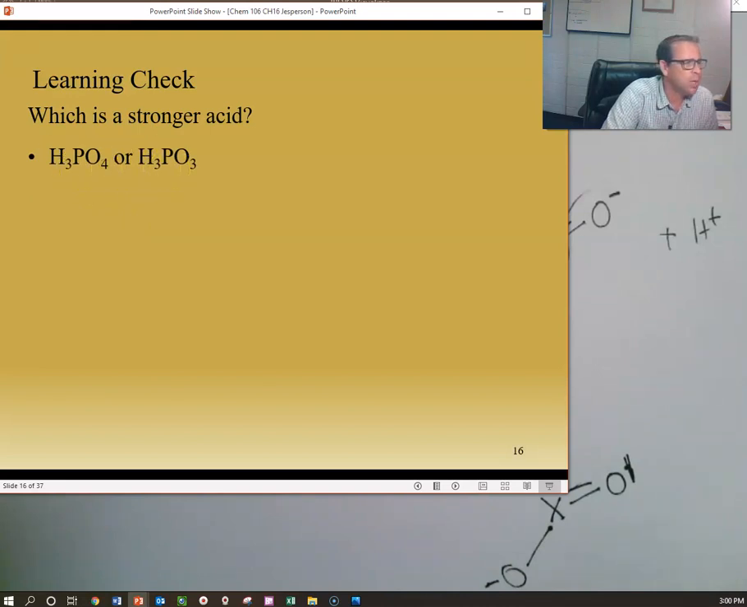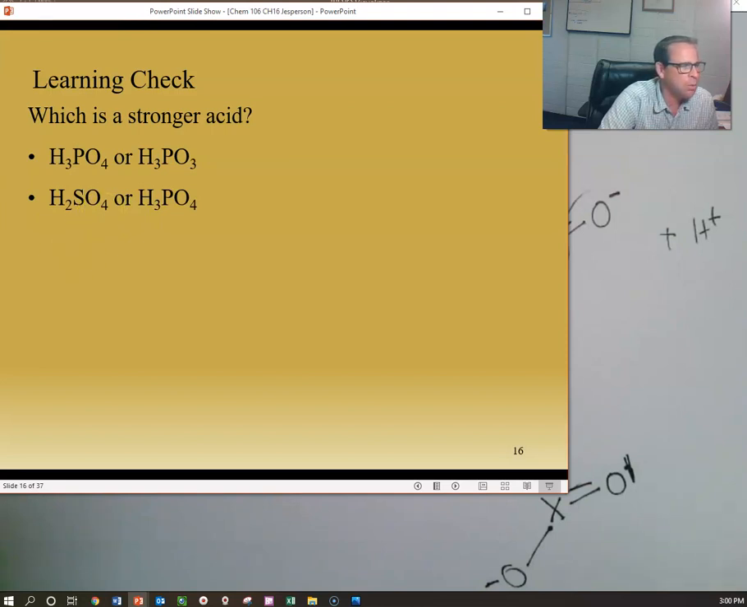All right, so here's our two acids, H3PO4 and H3PO3. Brielle, can you help us? Which one of these is going to be a stronger acid? The H3PO4. And we can tell because why, Brielle? How do we know? It has more oxygens. More oxygens. Very good.